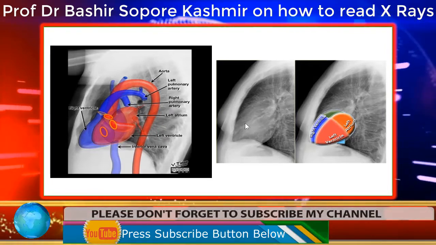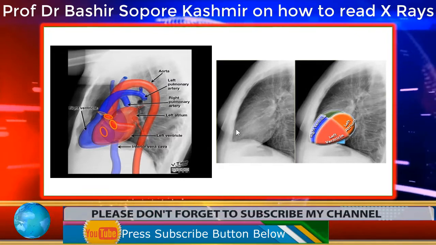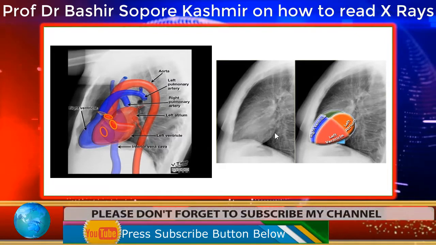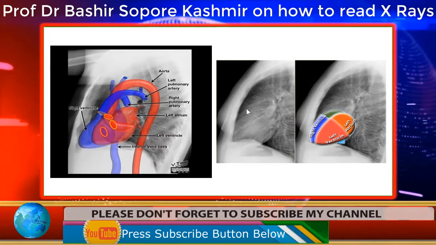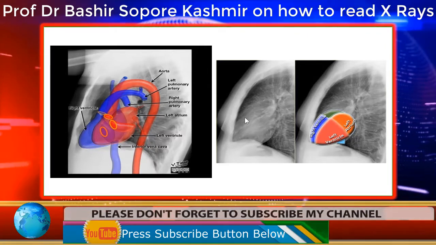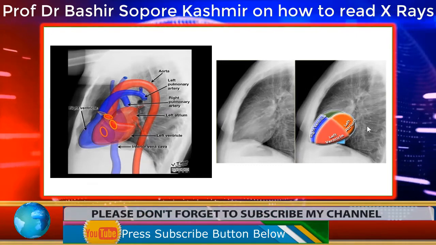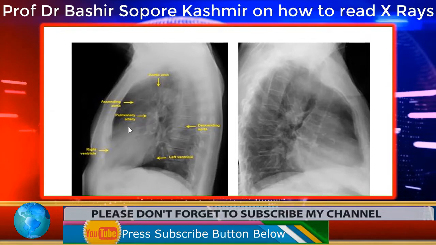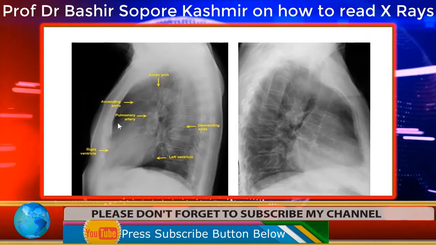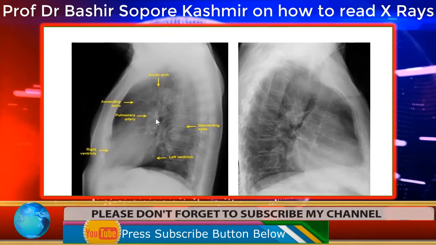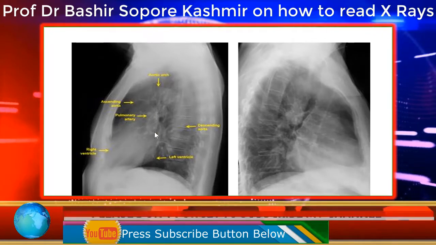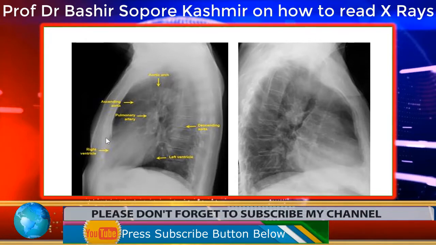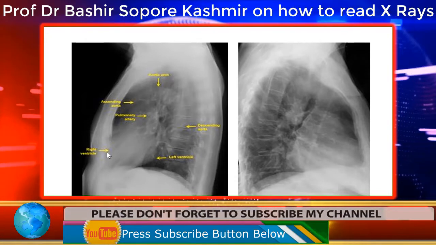So if I see here, this is the heart, as I said, and this is the left ventricle, this is the right ventricle. This one, the left ventricle, and this one, the right ventricle. Now again, on the lateral view of the X-ray, this is the shadow of the heart. So this is the left ventricle, this is the right ventricle.